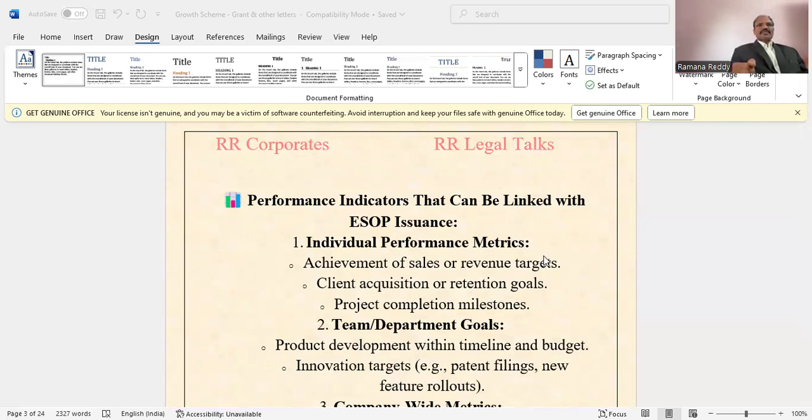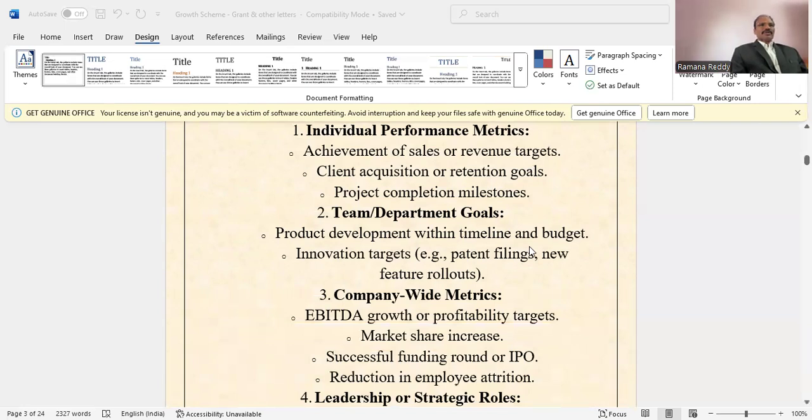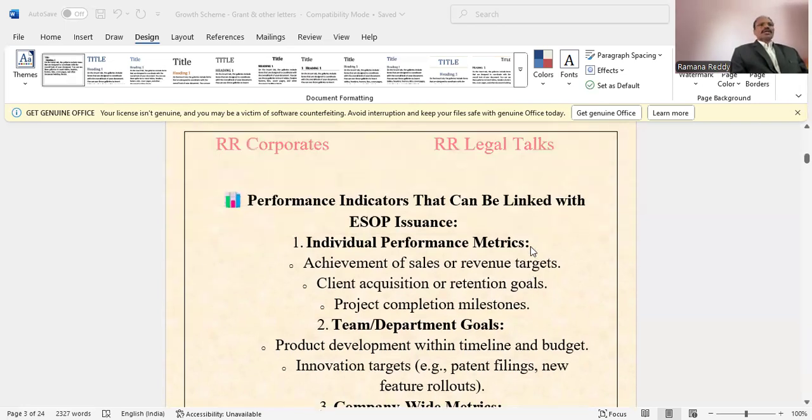I'll give you an example. What type of performance indicator shall be linked to the employees with ESOPs? Individual performance metrics. It may be individual, it may be a team or department goals, it may be company-wide metrics, it may be leadership or strategic goals. These are all examples. Individual performance metrics: achievement of sales or revenue targets. You achieve this, your ESOPs will be vested.